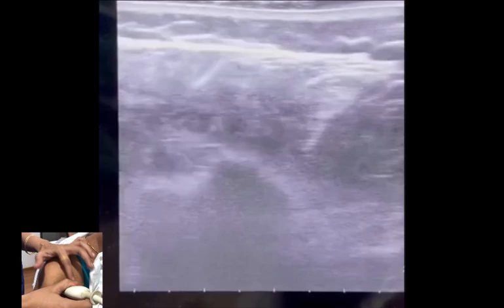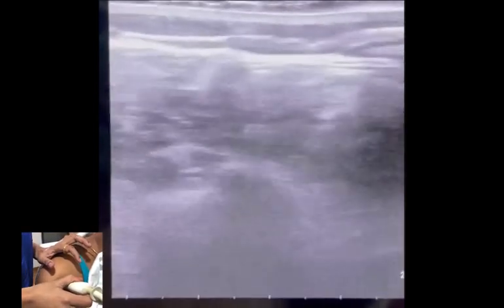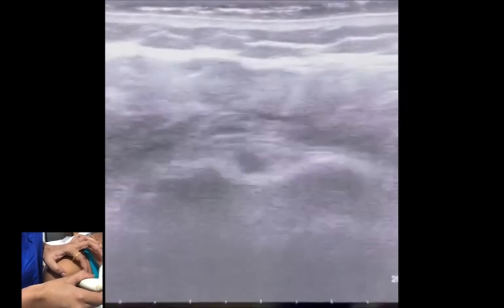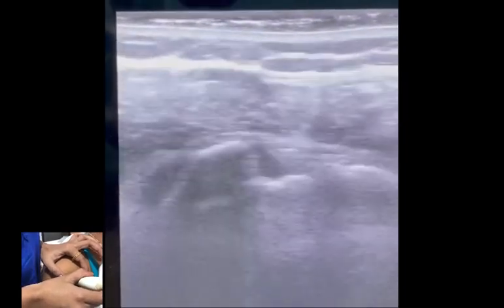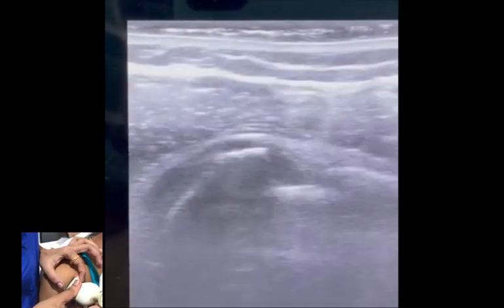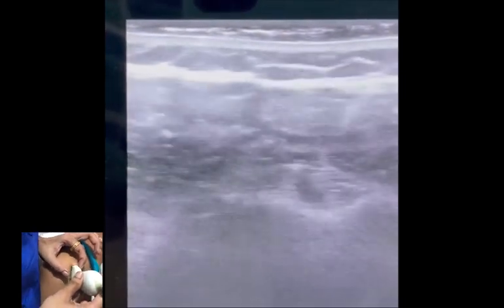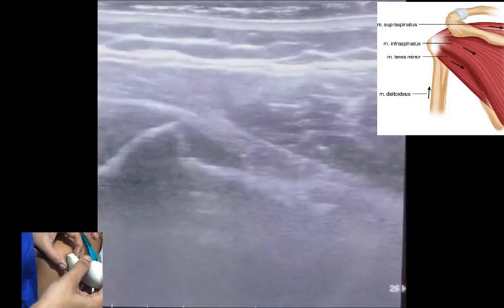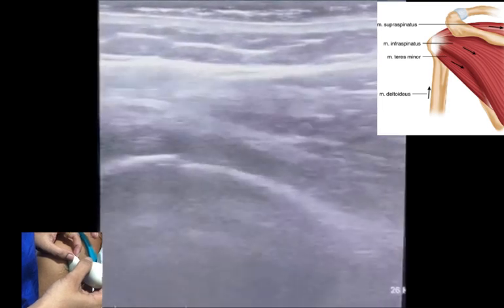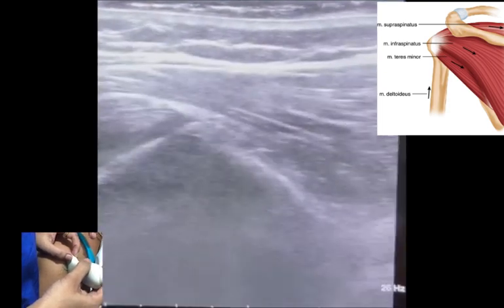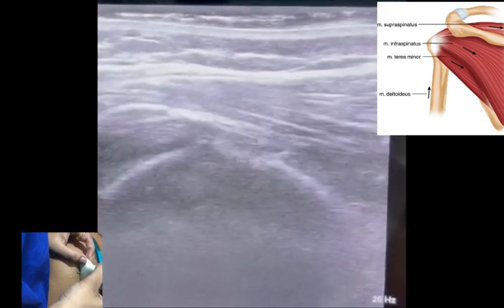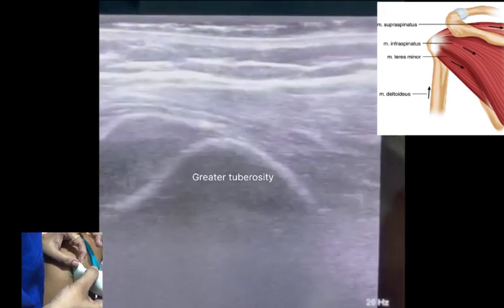Here again we come to the tuberosities, and the probe is turned longitudinally over the greater tuberosity to see the attachments over it. We know the supraspinatus is attached on the greater tuberosity cranially and the infraspinatus is attached caudally, like seen in the picture on the right. In the ultrasound image, the craniocaudal orientation is from left to right. On the screen, the muscle on the left is supraspinatus and on the right is infraspinatus.